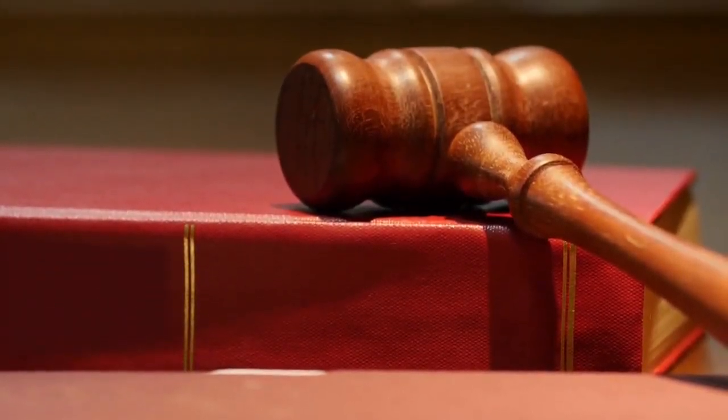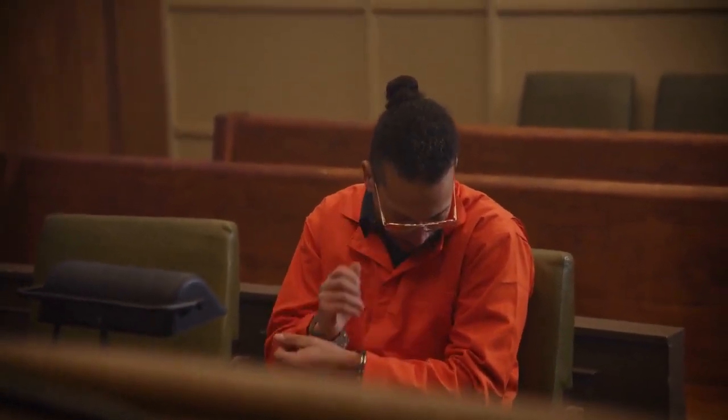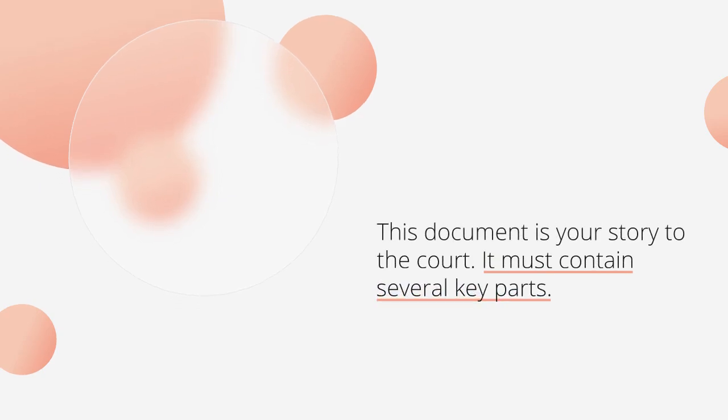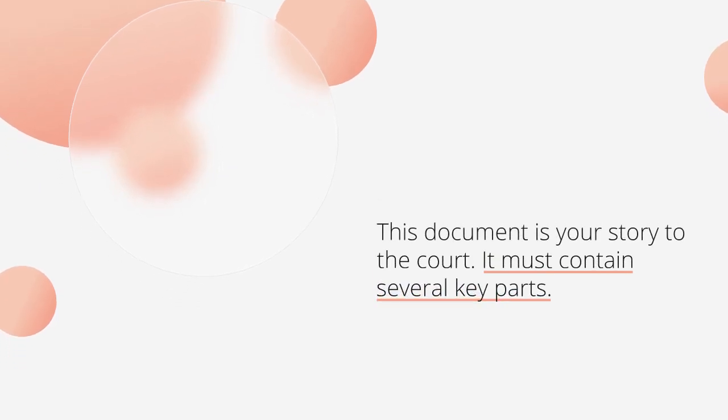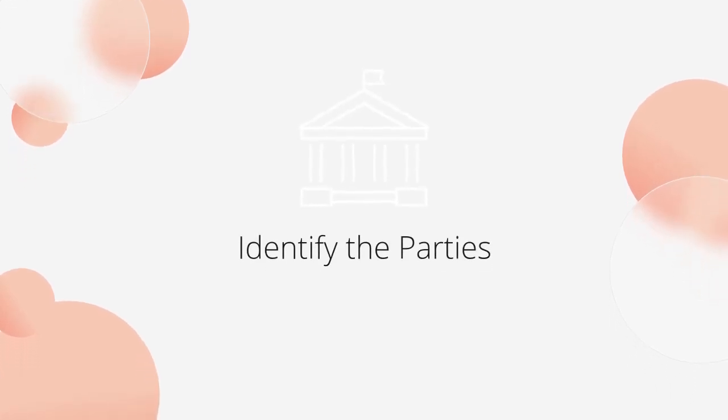If that fails, your next step is to draft the initial court document, which is usually called a complaint or a petition. This document is your story to the court. It must contain several key parts. First, you need to identify the parties. You are the plaintiff and the party you're suing is the defendant.